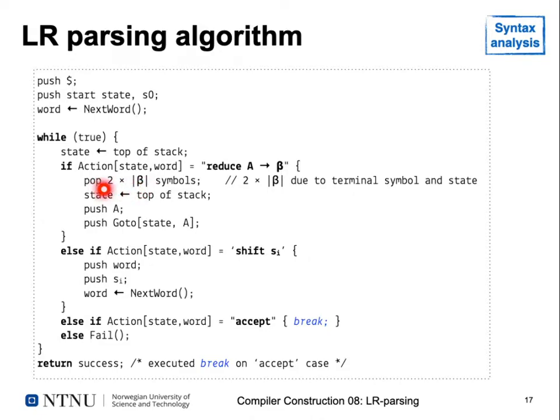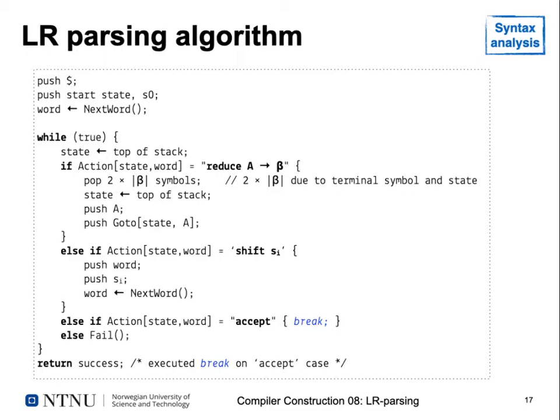So we'll pop 2 times the size of beta symbols, because we always have a symbol and a state on the stack, so always 2 elements on the stack for one of the symbols in our production beta here. Then we set our state to the new top of the stack after we've popped our symbols. After that, we push the left-hand side of our production, so the non-terminal symbol A, and then we add this goto as the information on where to go next. So we push goto of this state, that's just the top of the stack, and A onto the stack.